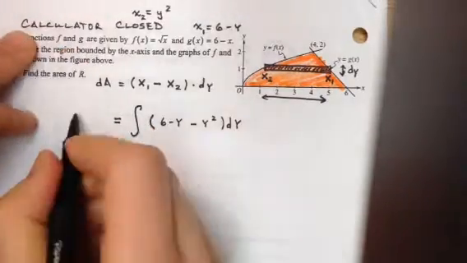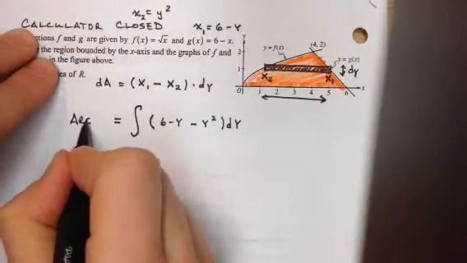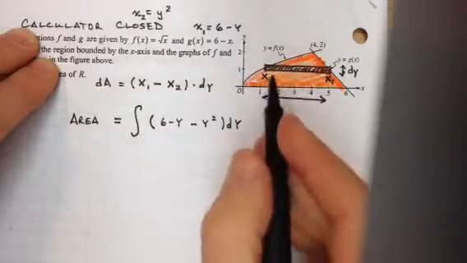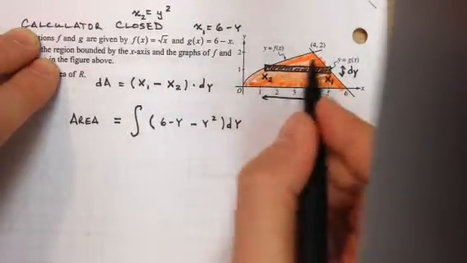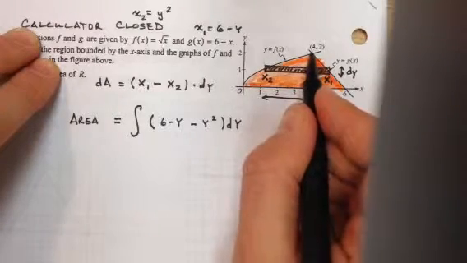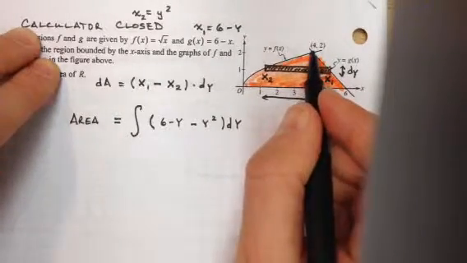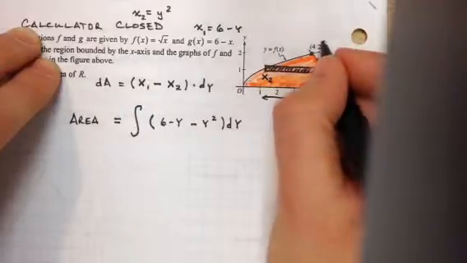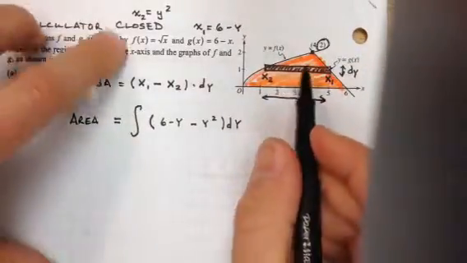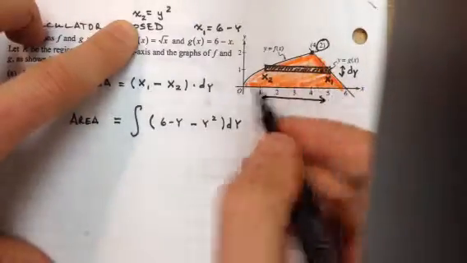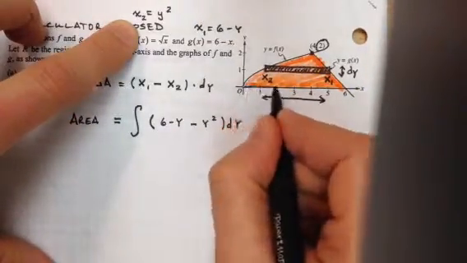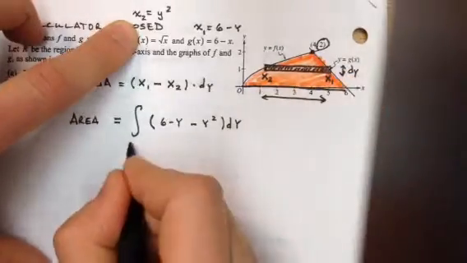And we want the total area, not just the area of one little strip. So we're going to take those strips starting here and adding up until we get up to this point. And at this point, the y value is 2. Be careful of that. You need to pay attention to whether your variable is x or y, because that tells you what your endpoints are going to be. So we're starting here at 0. We're stopping here at 2.